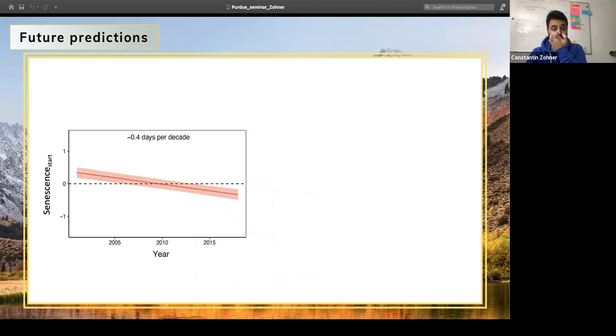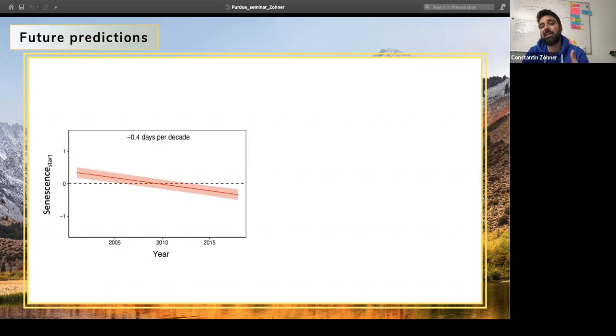Now, is this really happening? And the data we could use for that is satellite data. It's only for the past 20 years, so it's a rather uncertain data set. But we see overall a significant negative trend in the start of senescence, meaning that yes, senescence dates on average across the entire northern forest region are advancing at the moment.